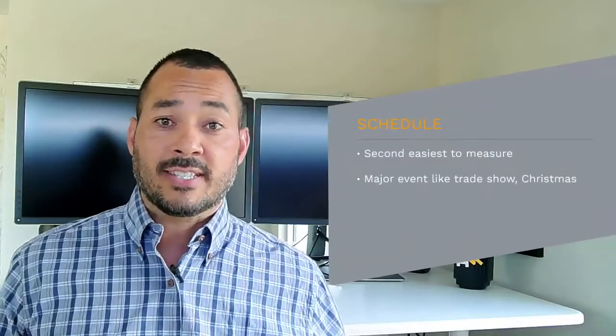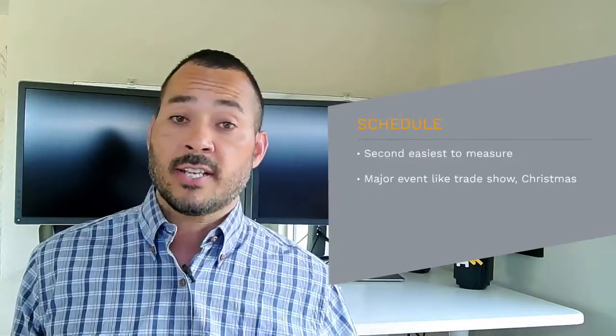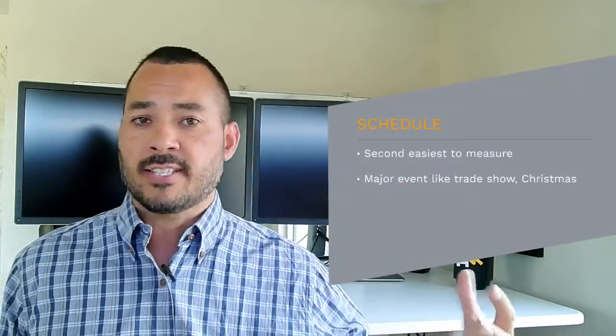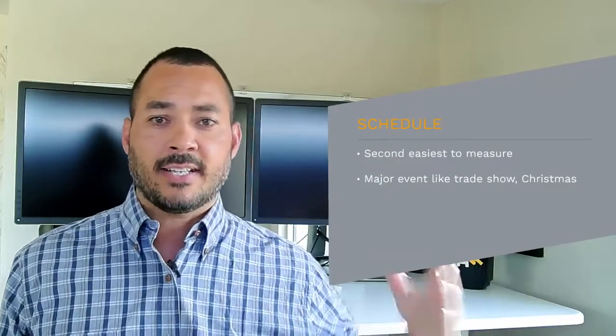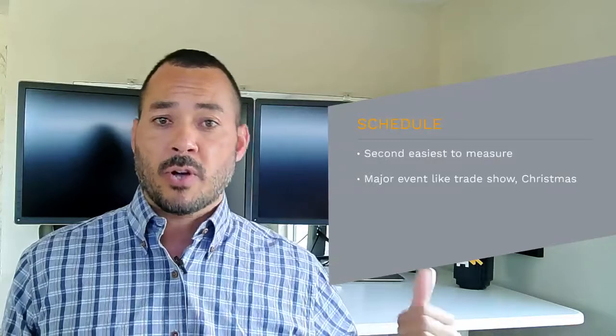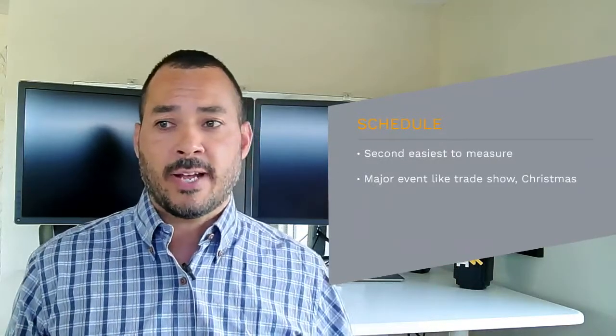The second variable is schedule, and it's the second easiest thing to measure next to cost. And there's almost always an event, a trade show, a Christmas selling season. There is always some date or event driving that schedule that you just got to hit. So cost and schedule. Oh, we've already picked two. That should be the end of the discussion, right?